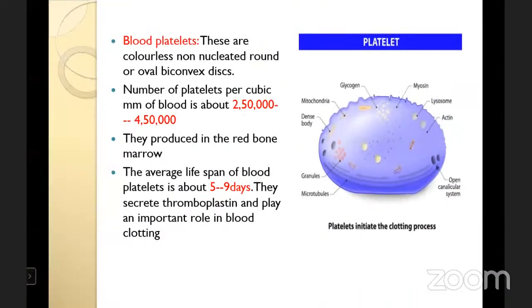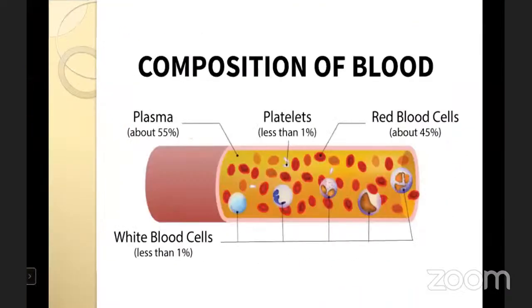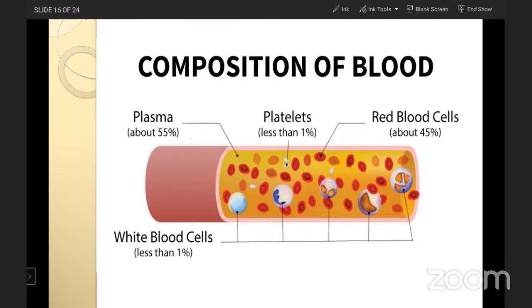Now go for the next slide. Already we have discussed the types of blood cells like RBC, WBC, platelets and plasma. In the plasma fluid, all these are present. So all these three types of cells are present in the plasma fluid. So this is the composition of the blood. Already we have discussed. Okay. Now go for the next slide.